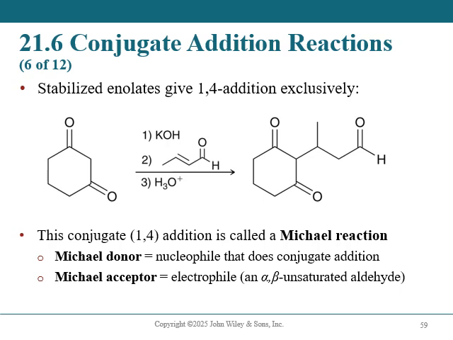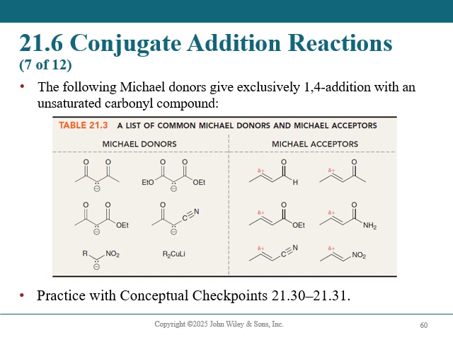The conjugate 1,4 addition is called a Michael reaction. The Michael donor is a nucleophile that undergoes a conjugate addition, and the Michael acceptor is the electrophile. The ones that we have here in Table 21.3 give exclusively 1,4 addition with an unsaturated carbonyl. This is perfect because now, based on the type of product that we're looking to form, we can just pick from the table which donor or acceptor we will be working with.